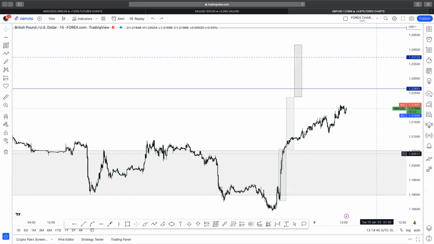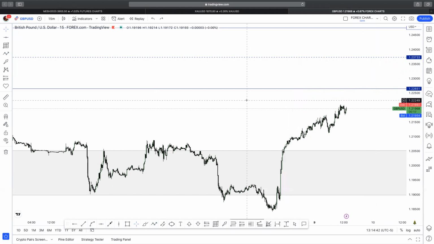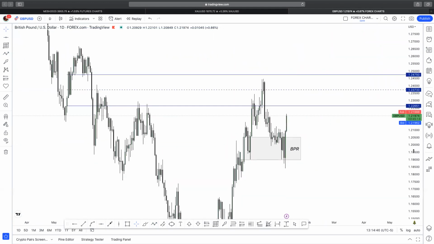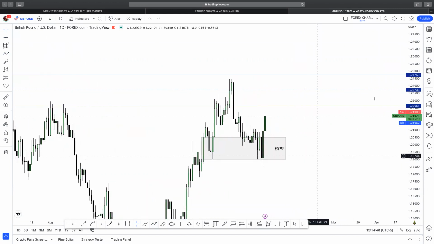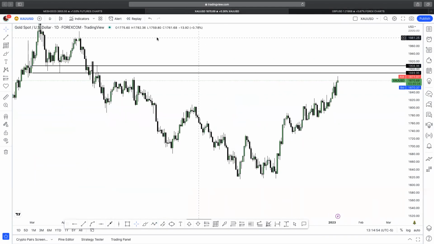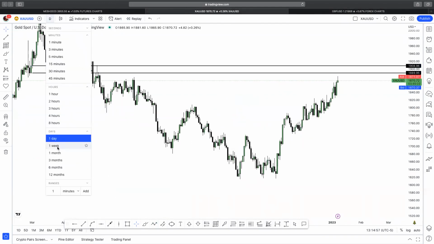I gave you my bias, bullish. I'm bullish to the objective. Once you get to the objective, stop trading. You don't need to trade everything. And that covers Forex, right? Go to gold monthly.